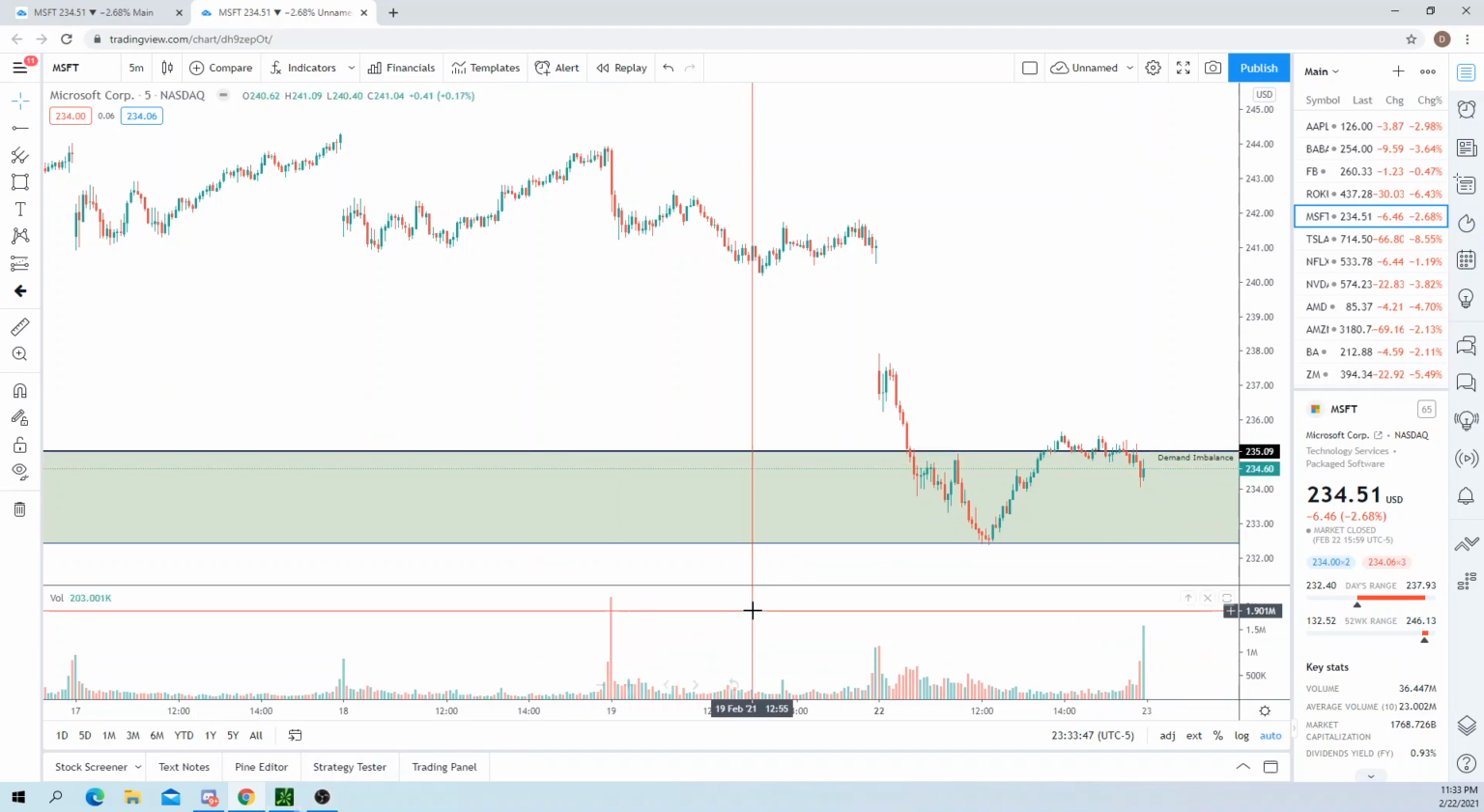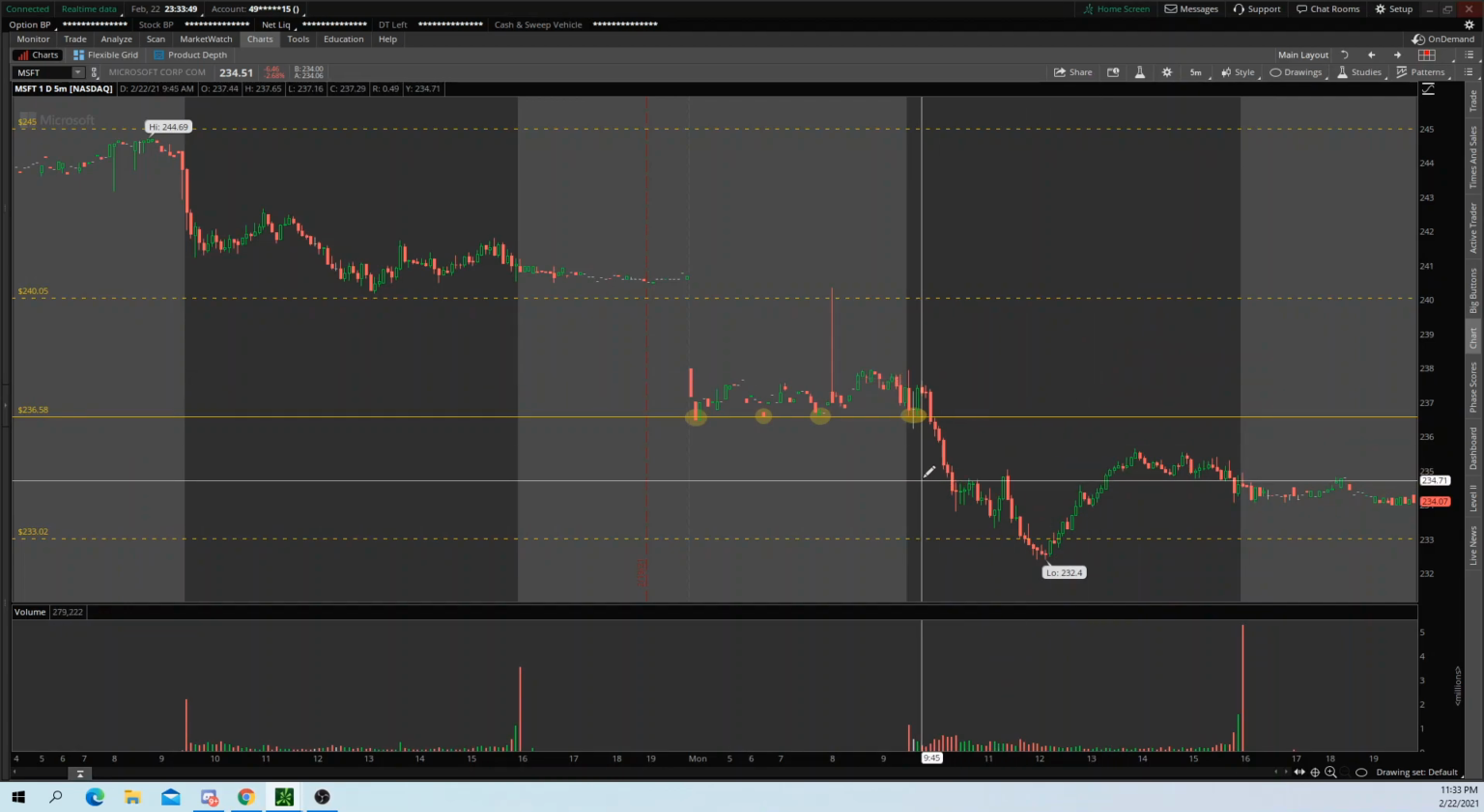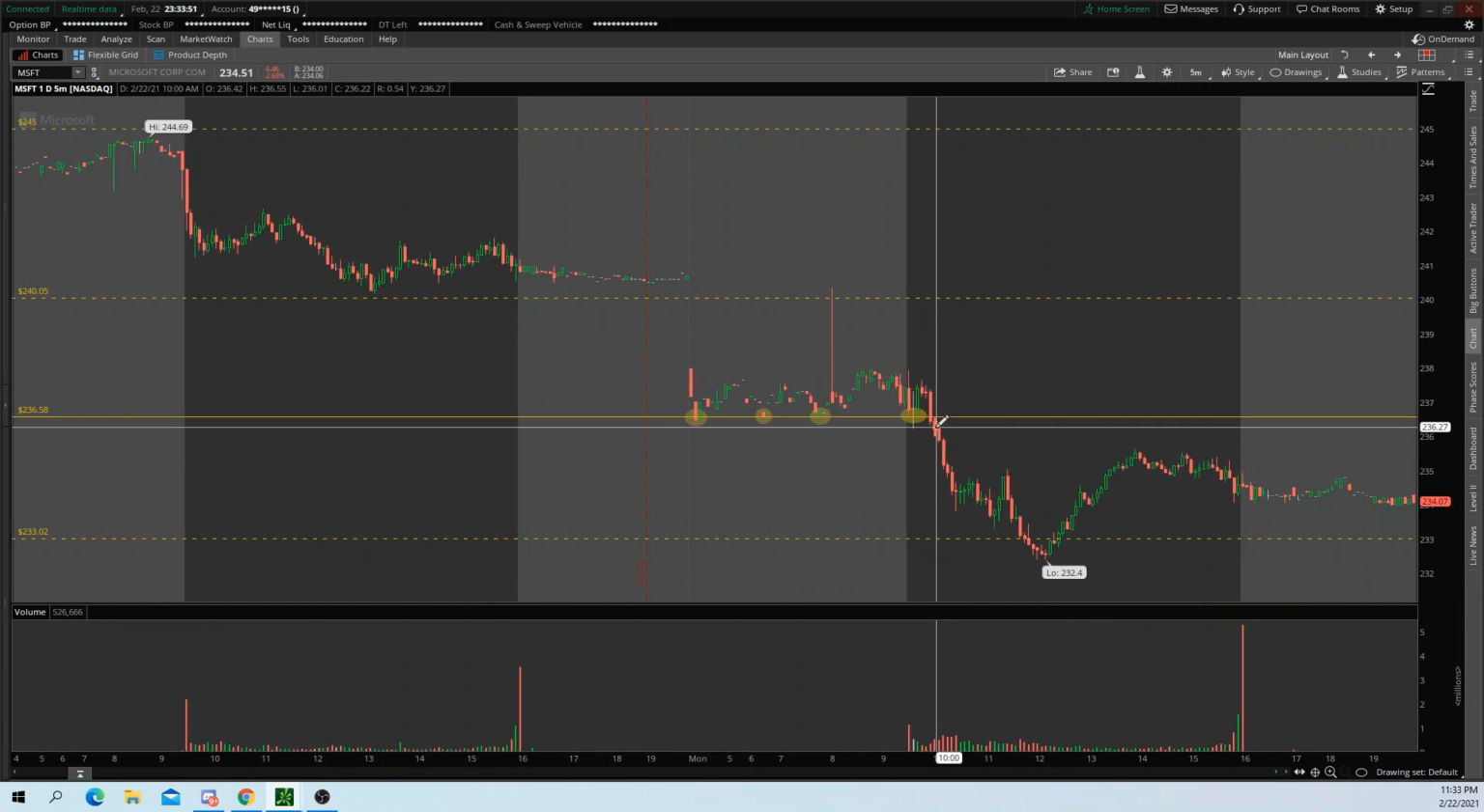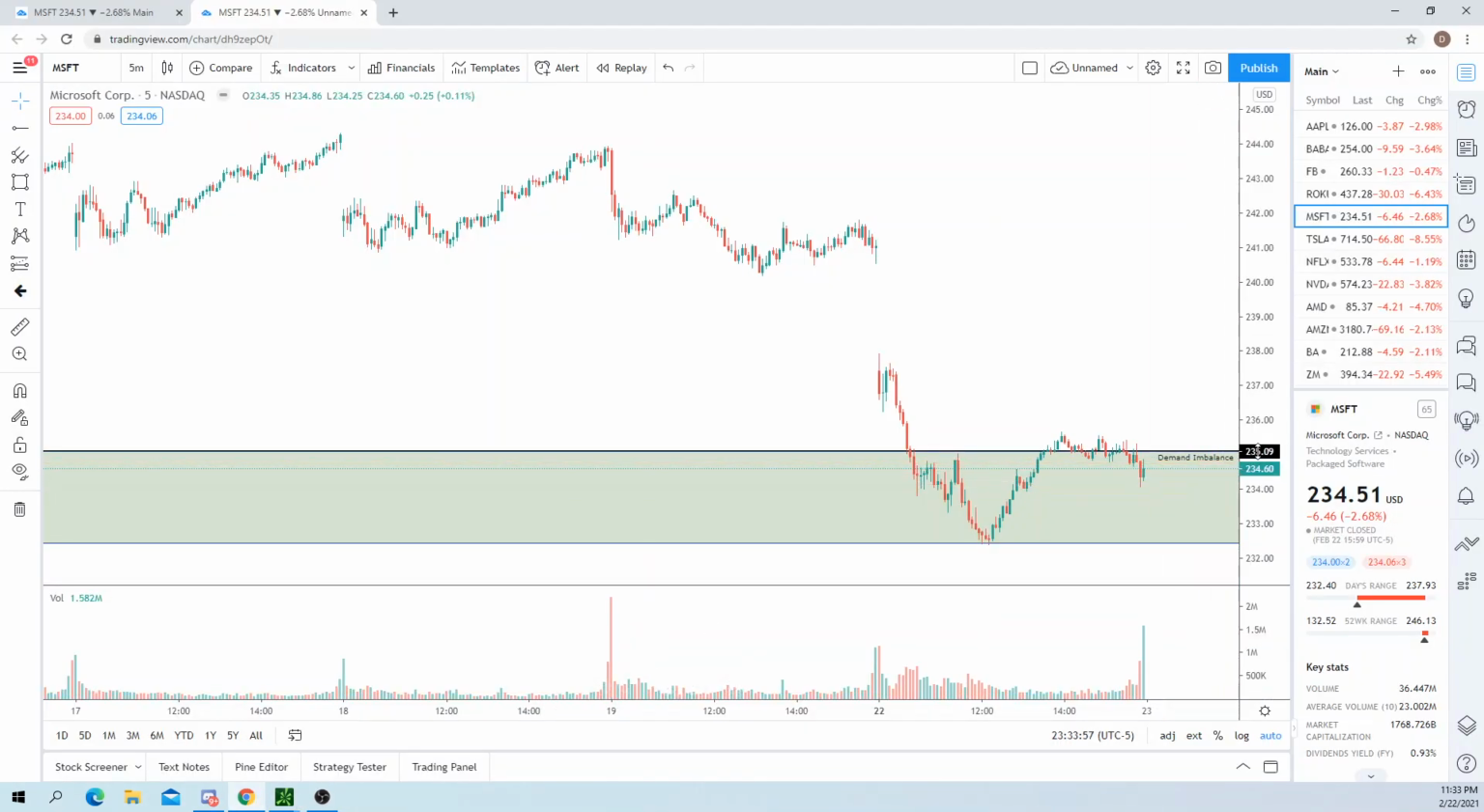235.09. So as you can see here, I got in at around 236.2-ish, and then my target was 235.09. So basically, as I was saying before, demand imbalances as well as supply imbalances, but for this case we're looking at demand, will tend to act as a magnet.